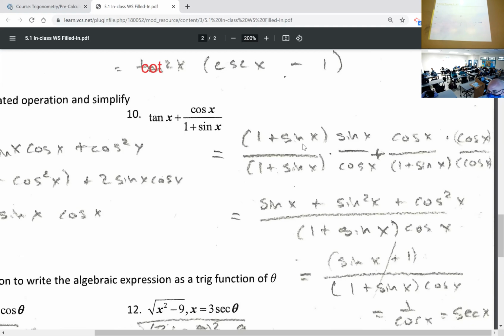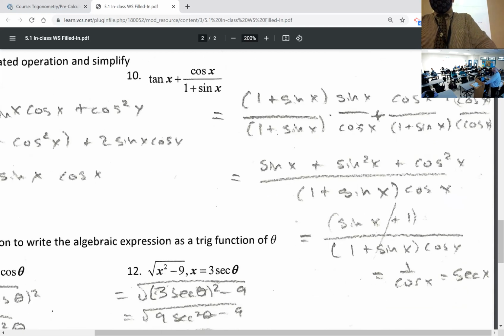Well, sine squared x plus cosine squared x is 1. So I've got 1 plus sine of x, which is going to cancel out with this 1 plus sine x in the denominator. I'm simply left with 1 over cosine x, which is equal to secant of x. So that one canceled out real nicely.